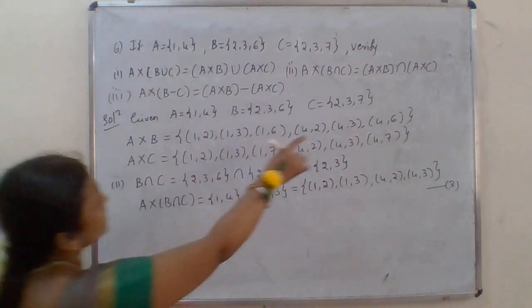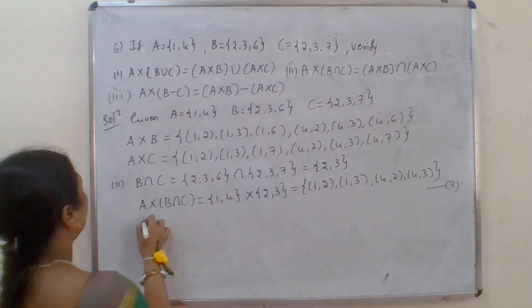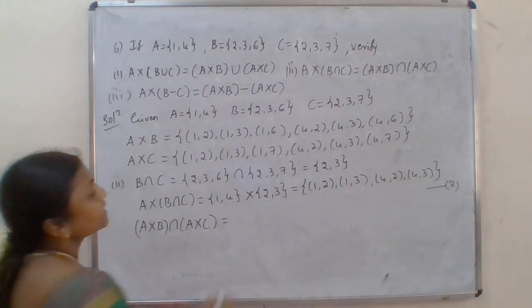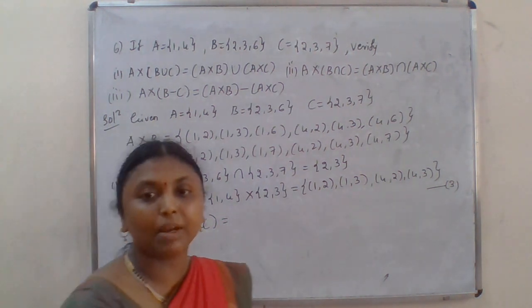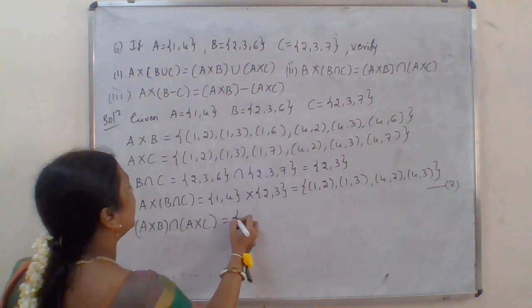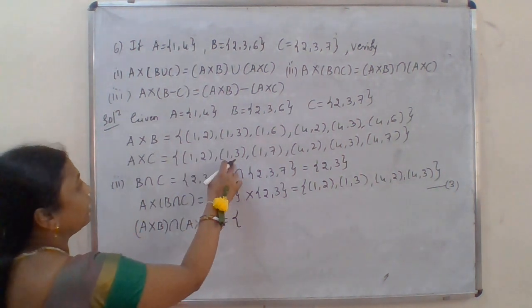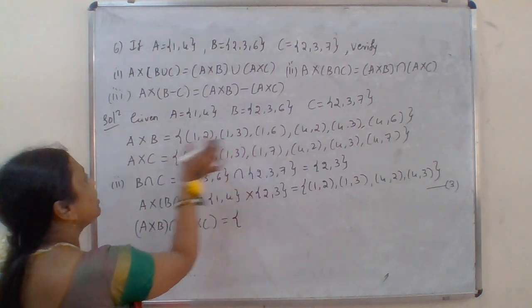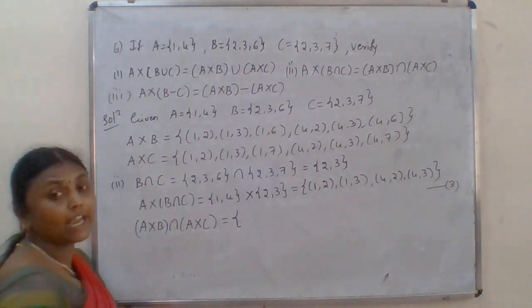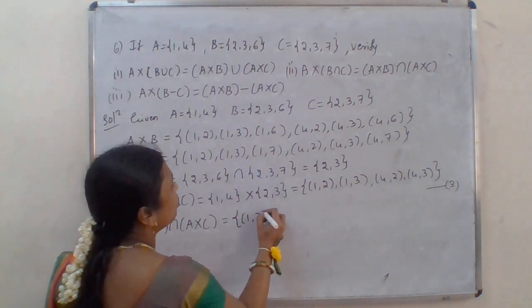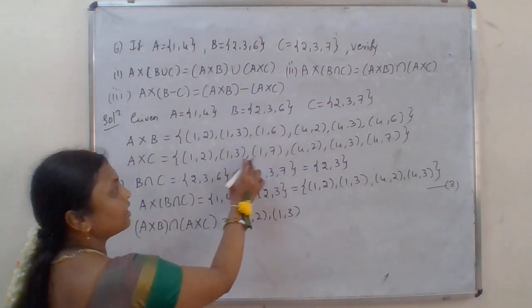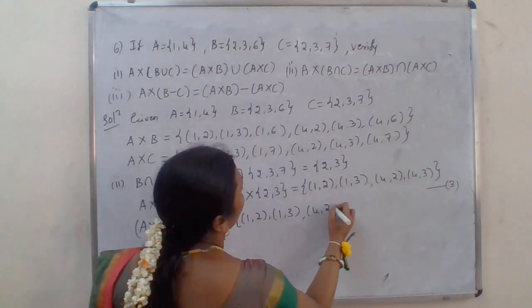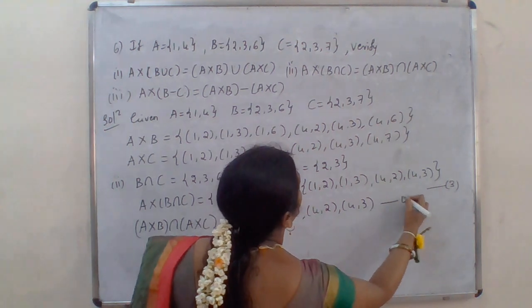Next, RHS is what? A cross B intersection A cross C. So A cross B intersection A cross C means write the common elements of A cross B and A cross C. See here, A cross B and A cross C. 1 2, 1 3, both are. So 1 2 belongs to A cross B, 1 2 also belongs to A cross C. 1 3 belongs to A cross B, 1 3 also belongs to A cross C. Common elements, so 1 2, 1 3. Then 1 6 is not there. 4 2, 4 3 are common elements. So call this equation number 4.